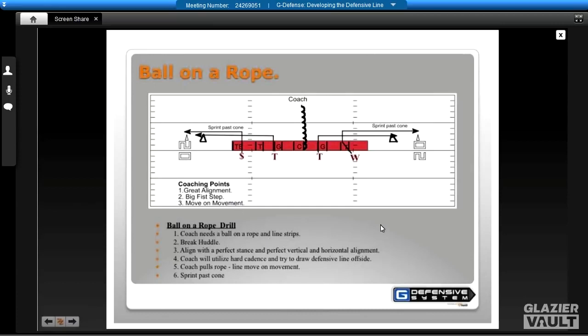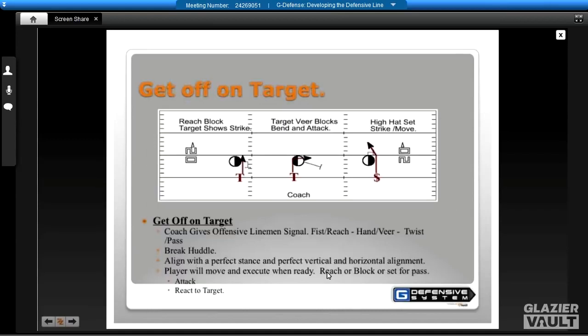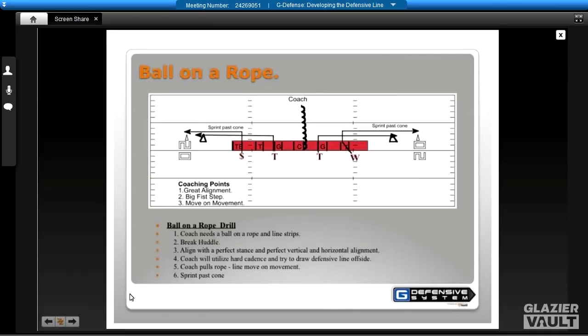The coach needs the ball on a rope, and his line strips break the huddle. We align perfectly with perfect vertical and horizontal alignment. Be perfect in your alignment. The coach will utilize the hard count and try to draw the defensive line offside. You have to do this, or you know as certain as the day is long that one of those kids, bless their souls, that first game on 3rd and 1 is going to get that hard count, and he's going to be jumping around like a blind dog in a meat house. And I think that really hurts us. You know, that 5-yard penalty isn't a killer on yards, but, man, it's like a momentum killer.